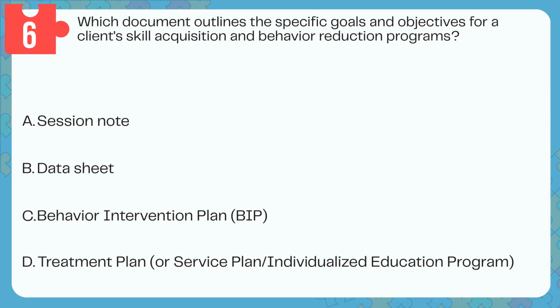Question 6. Which document outlines the specific goals and objectives for a client's skill acquisition and behavior reduction programs? A. Session note. B. Data sheet. C. Behavior intervention plan, BIP. D. Treatment plan or service plan / individualized education program.